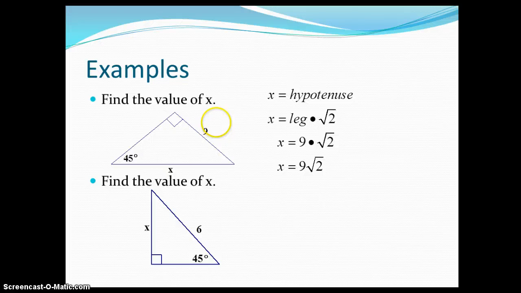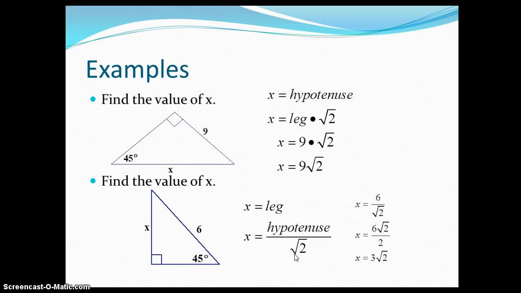In our second example, x is now one of our legs, and 6 is our hypotenuse. So x is the leg, so x is going to be equal to the hypotenuse divided by square root of 2. Since the hypotenuse is the leg times the square root of 2, x is going to be the hypotenuse divided by the square root of 2. So that means x is 6 divided by the square root of 2, or x is 6 square root of 2 over 2. And we get that by rationalizing the denominator, multiplying both the bottom and the top by square root of 2. Then we can finally simplify, and 6 divided by 2 is 3. So x is 3 square root of 2.